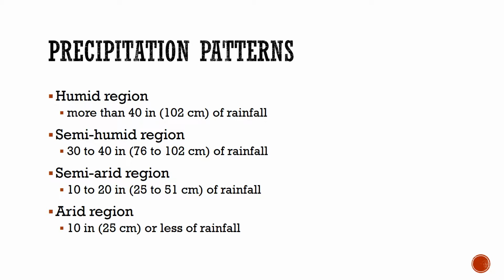So there are four major patterns that we look at for precipitation. We have a humid, semi-humid, semi-arid, and then an arid region. On this PowerPoint, you can see the different rainfall in inches. Humid is going to be 40 inches or more of rainfall. Semi-humid, anywhere from 30 to 40 inches of rainfall per year. Semi-arid, 10 to 20 inches of rainfall per year, and then arid regions, anything 10 or less.